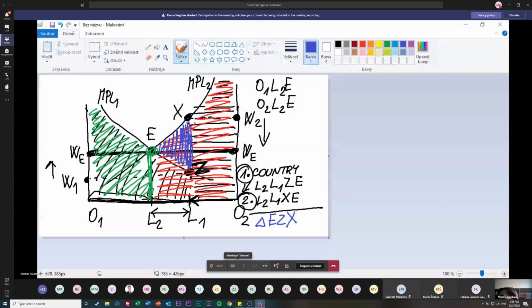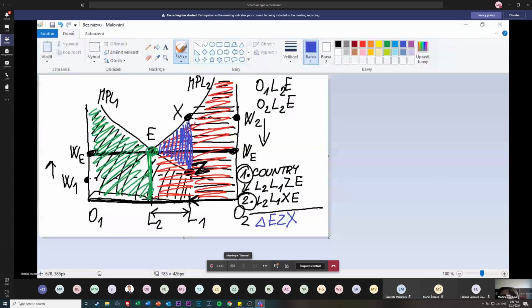And please, let's write together the second conclusion, the second impact of the labor movement, of the migration. It's definitely the increase of the world GDP. This is the increase in the world GDP by the triangle EZX, in my case here.